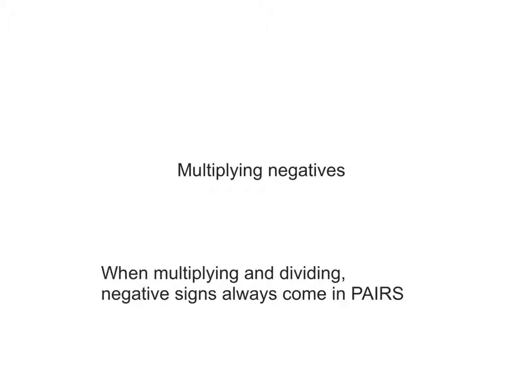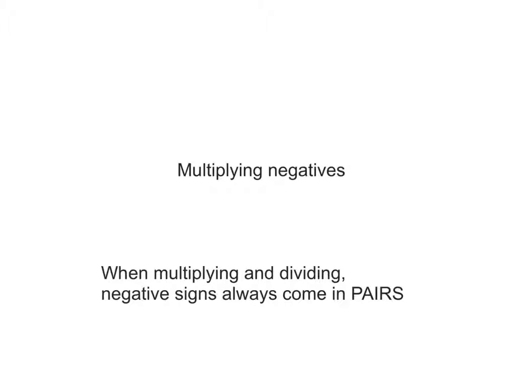When we're looking at multiplying or even dividing negatives, there's just one really important rule for you to remember. Can I remind you, you should be making notes in the box on your worksheet, and in fact this rule has got its own box for you to fill in the gaps for. So, when multiplying or dividing negatives, this is the rule. When you multiply and divide, negative signs always come in pairs.